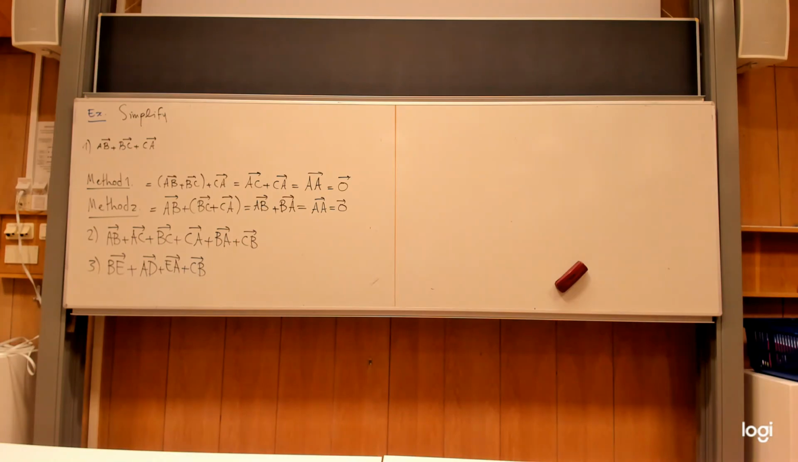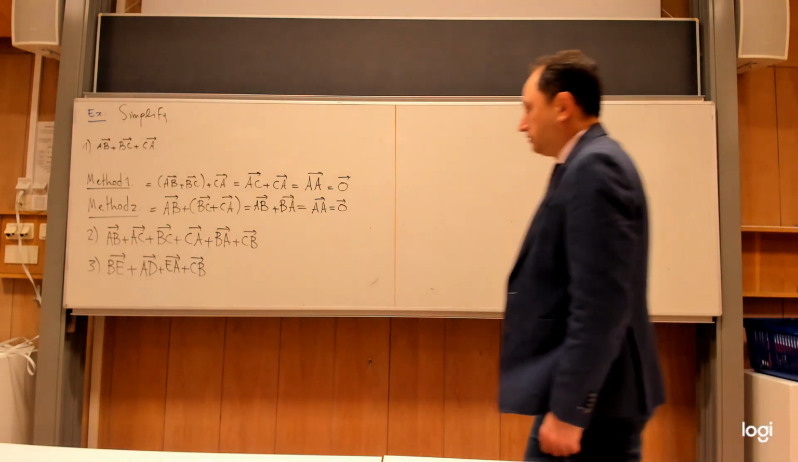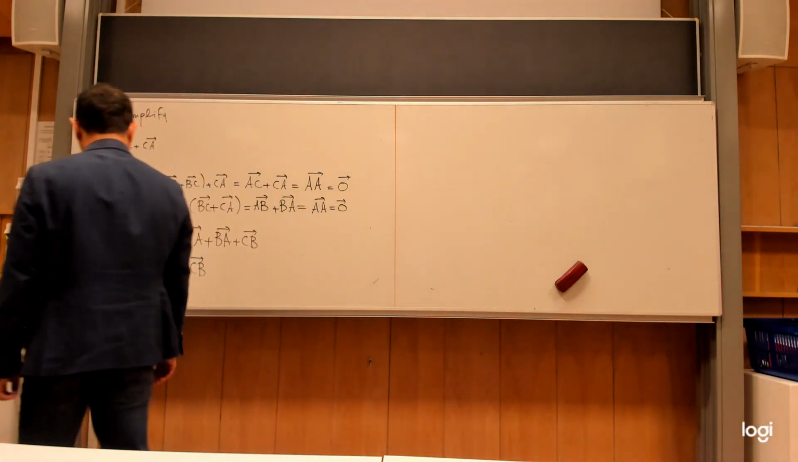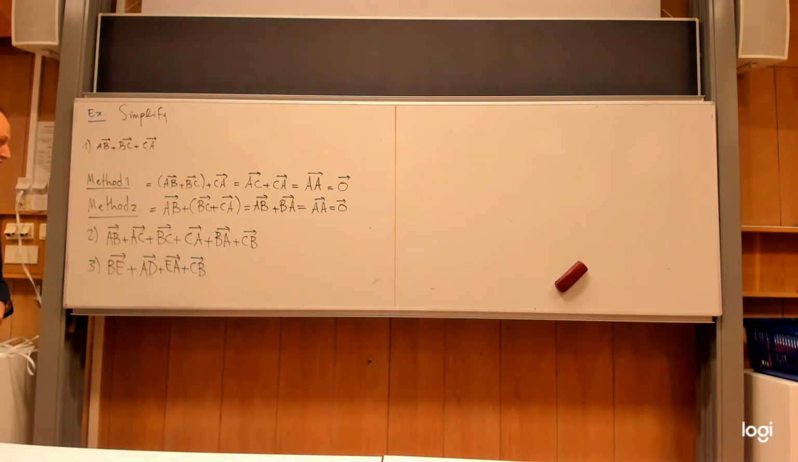Okay, what's the answer to the first one? What is that? Zero. Don't say zero, the zero vector. The zero vector. Yes? So how do you go for it? What do you say?